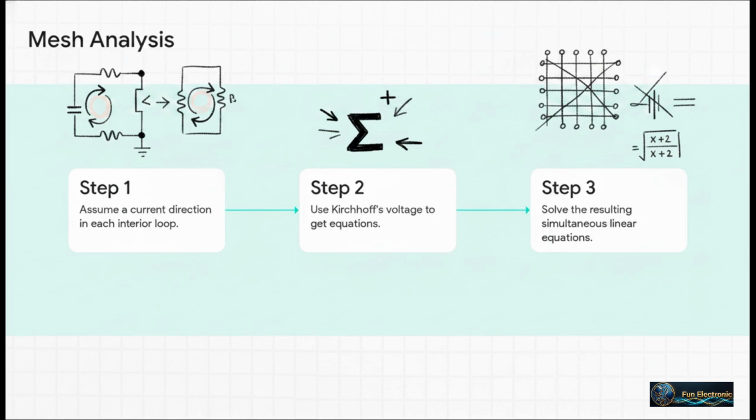Step 1, you just assume a current direction in each interior loop, literally just drawing a circle to represent the flow. Step 2, you use Kirchhoff's voltage law to write out a basic equation for each loop. The only trick here is remembering that if a resistor is shared between two loops, it actually experiences two voltage drops. And step 3, you just solve those resulting simultaneous linear equations. That's it.